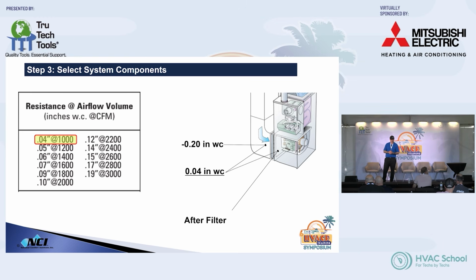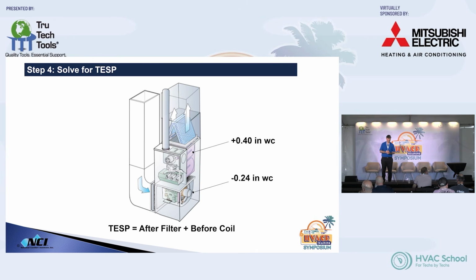So how do you find the after filter number? Well, we know what our new duct pressure is going to be. We started off with 0.15 return duct pressure, and we solve for our new airflow. So our new duct pressure is 0.20, and then we add our filter pressure drop, add it together, and we get a 0.24 after filter pressure.